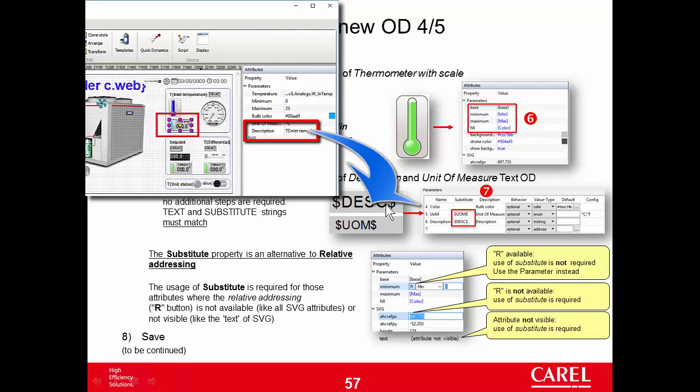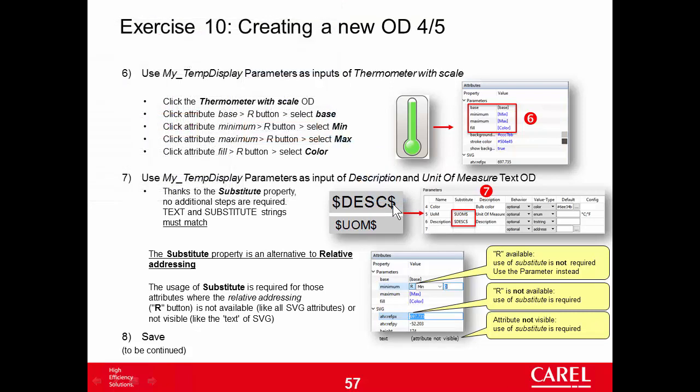So here we will see inlet temperature. What we write in the unit of measure parameter will replace the string $UOM$ in the display, that is this string. So here we will see degree C or degree F instead of this string.